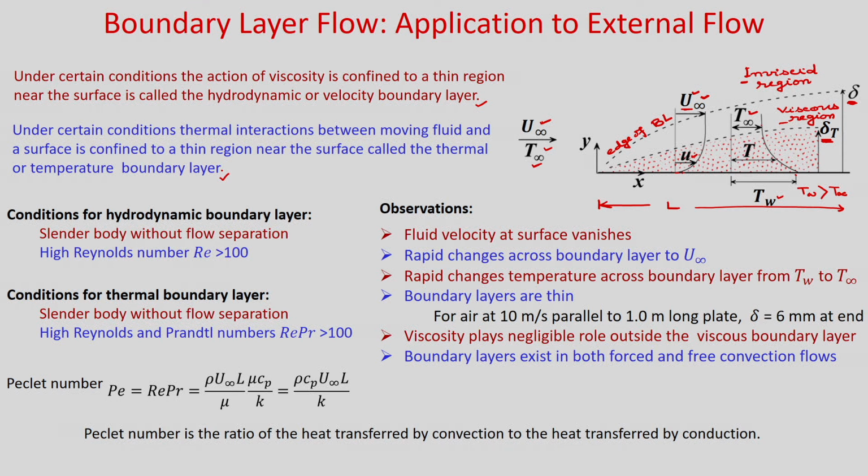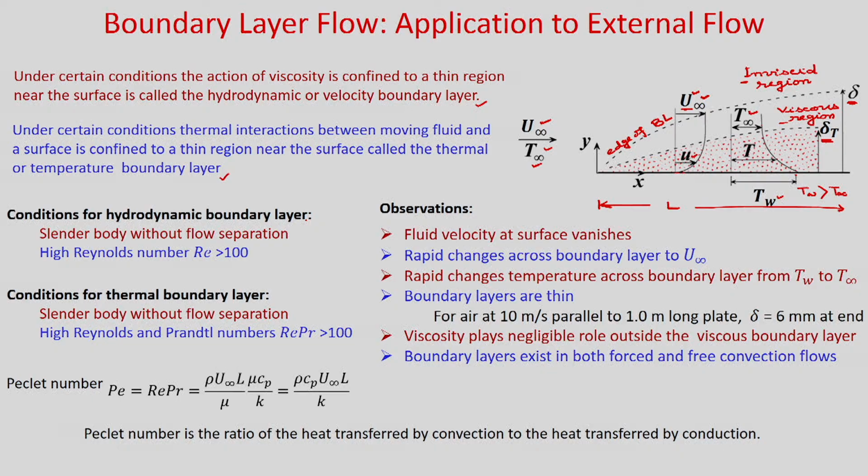Here we have to consider two important assumptions. One is that there is no flow separation. Under that condition we can derive the boundary layer equations, and you have a slender body, that means the thickness of the body is much smaller than the length of the body. So, the conditions for the hydrodynamic boundary layer are a slender body without flow separation, and we have to consider high Reynolds number flows, where the Reynolds number should be greater than 100.